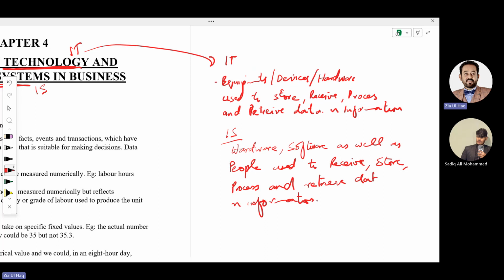Is called IS. Mean IS is a broader term. IT is a part of IS. IT mean only hardware, technology, equipments. While IS include complete system, including hardware, including devices, including software. Even the people used in that system will also be part of IS, mean information system.